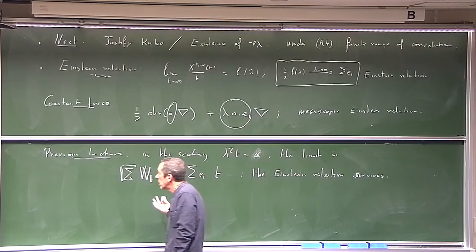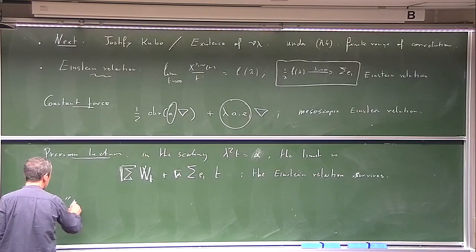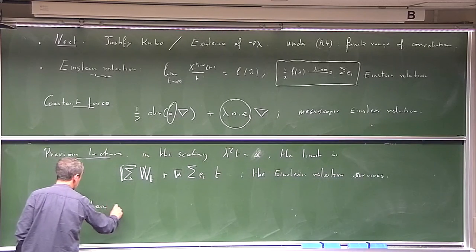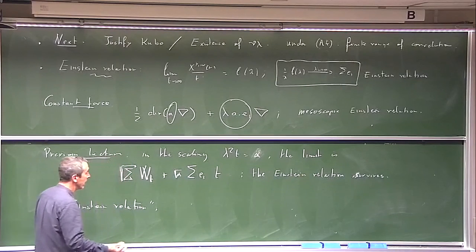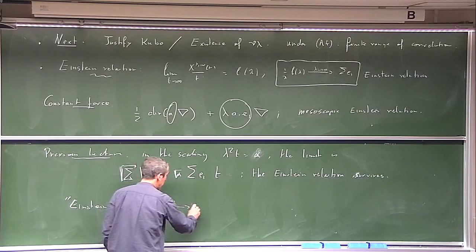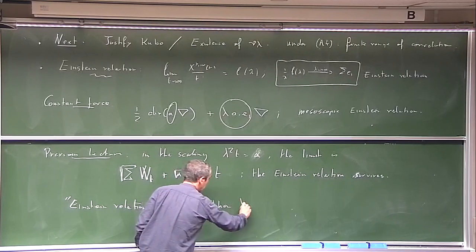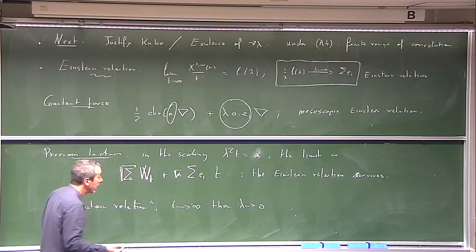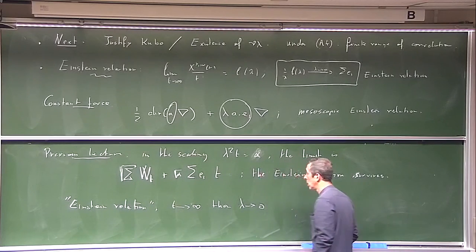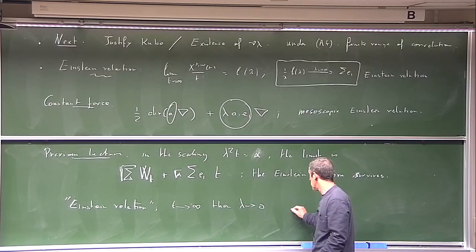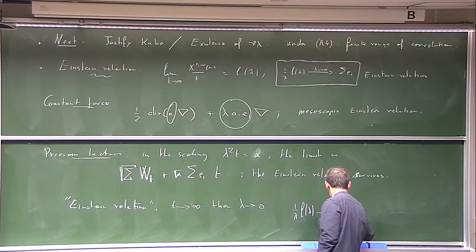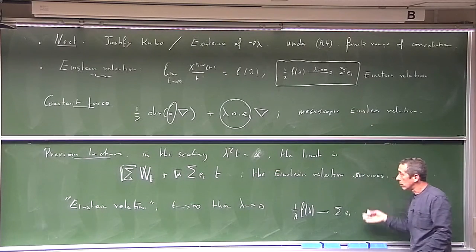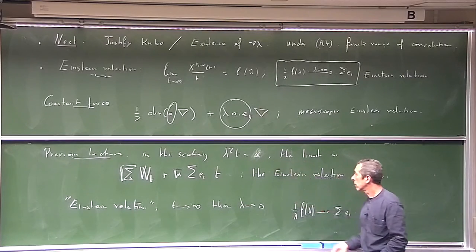Now, what we now call the Einstein relation is in a different scaling. It's in the scaling where t tends to infinity, and then lambda tends to zero. And in that scaling, what we get is not a diffusion process. It's just the speed. So what is known as the Einstein relation is the fact that 1 over lambda L of lambda converges to sigma E1, which is some kind of infinite time, or it would be better to say alpha tending to infinity, relation.